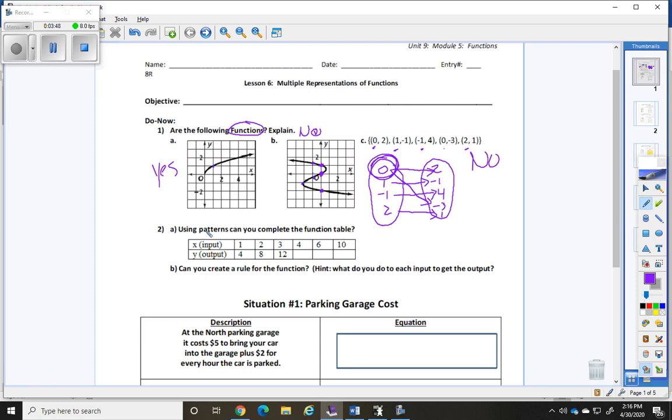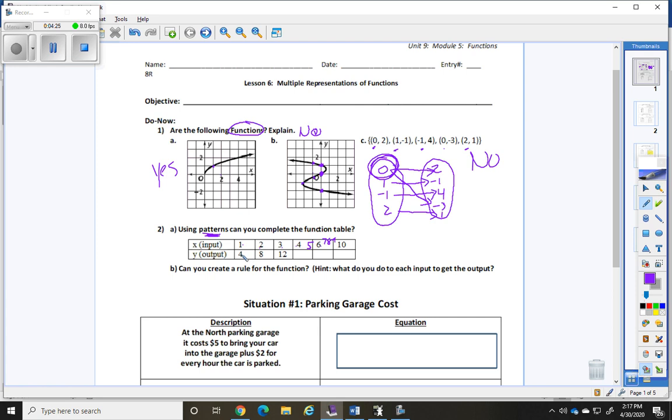In number 2A, it says using patterns. Can you complete the function table? And then in B, it asks us to create a rule for the function. So let's take a look at the pattern. So something we can't get tricked on is that the x's go 1, 2, 3, 4. It's skipping 5. And then there's 6, and skipping 7, 8, and 9, and then there's a 10.